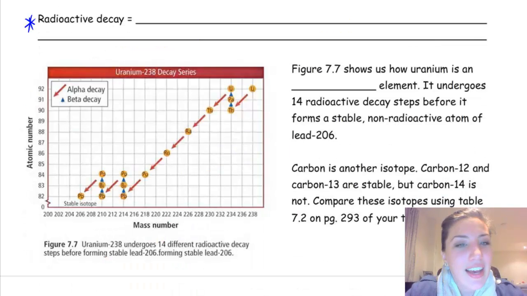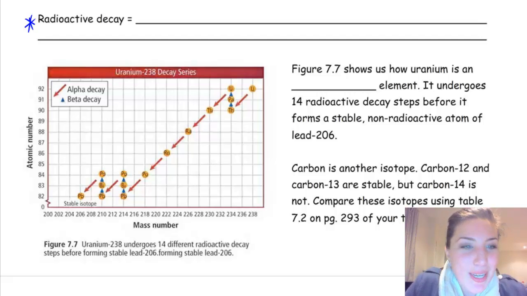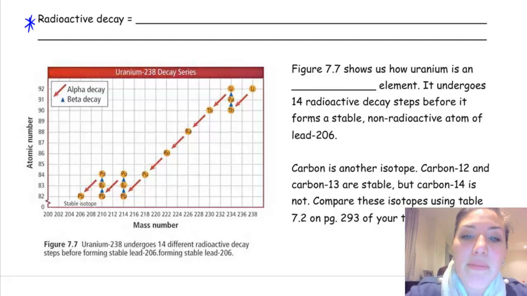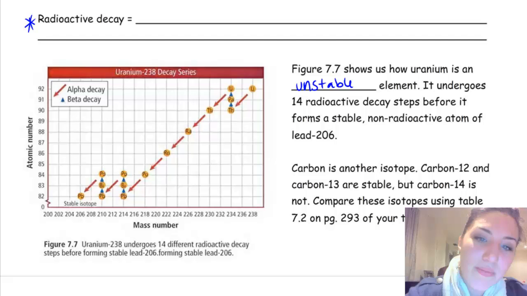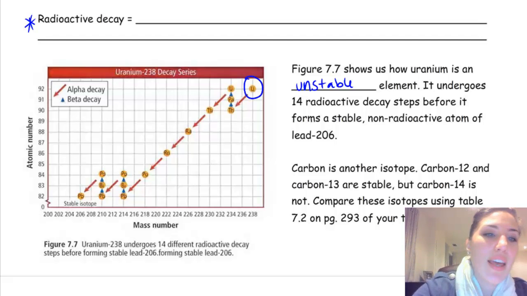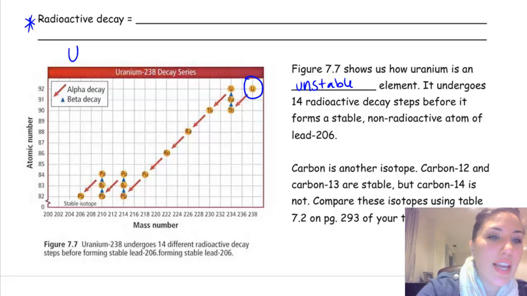And in your textbook, BC Science 10 textbook, you'll see figure 7.7, and it looks a little confusing, so I wanted to go over it with you. Figure 7.7 shows us how uranium is an unstable element. It undergoes 14 different radioactive decay steps before it forms a stable, non-radioactive atom of lead-206. So, here we have uranium at the top. This is uranium, and it says uranium-238.